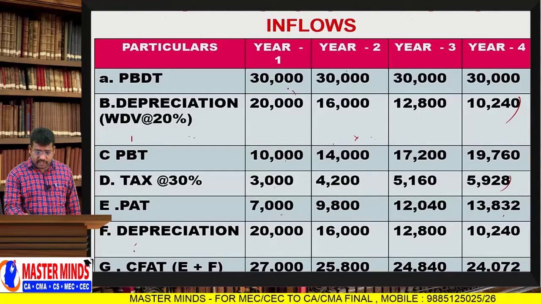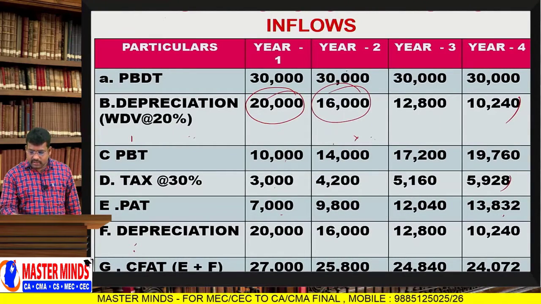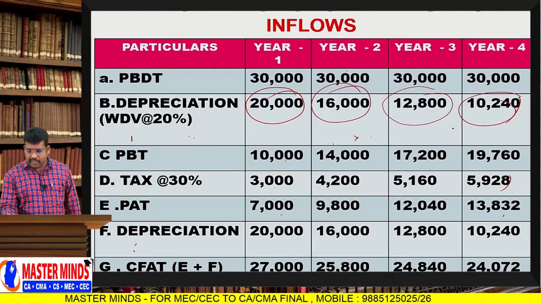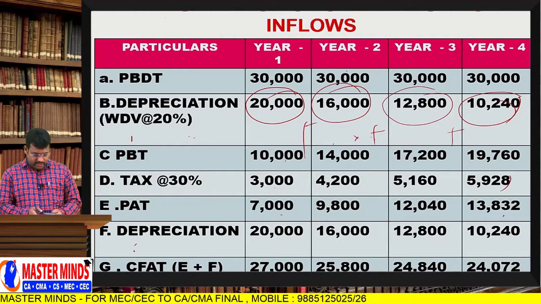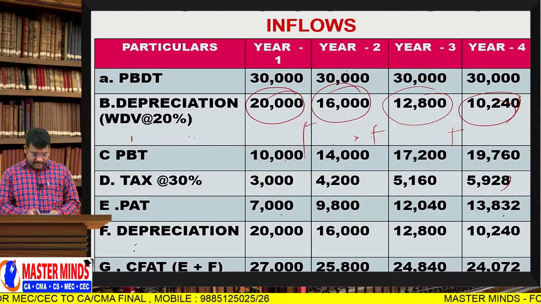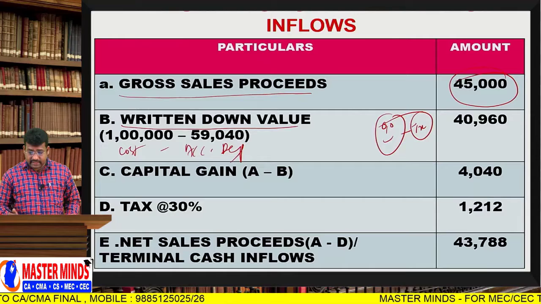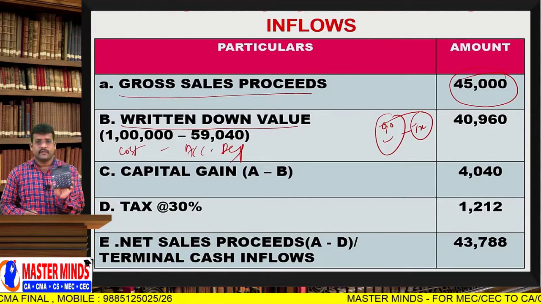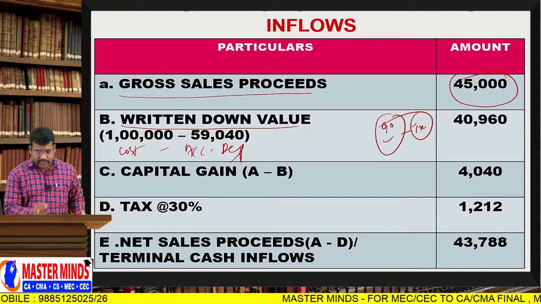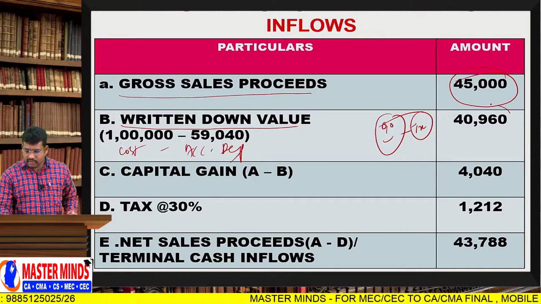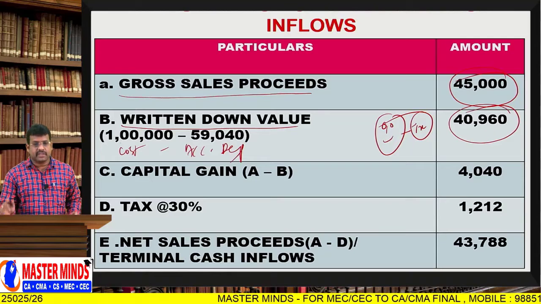Accumulated depreciation means first year 20,000, 16,000, 12,800, 10,240. Add back all. 20,000 plus 16,000 plus 12,800 plus 10,240, you will get 59,040. So from this 1 lakh, if you deduct 59,040, you get 40,960. This would be the written down value.